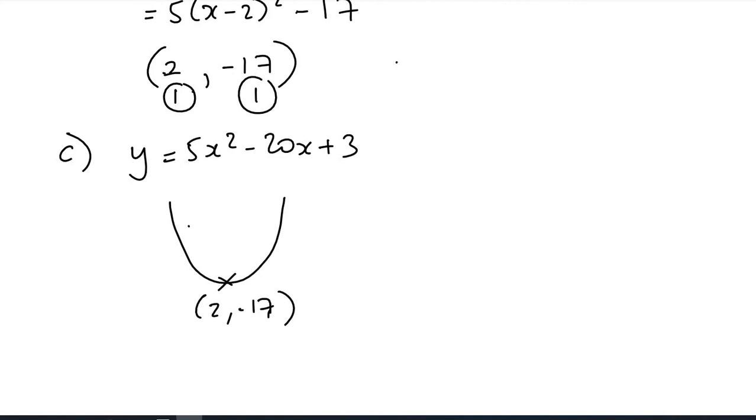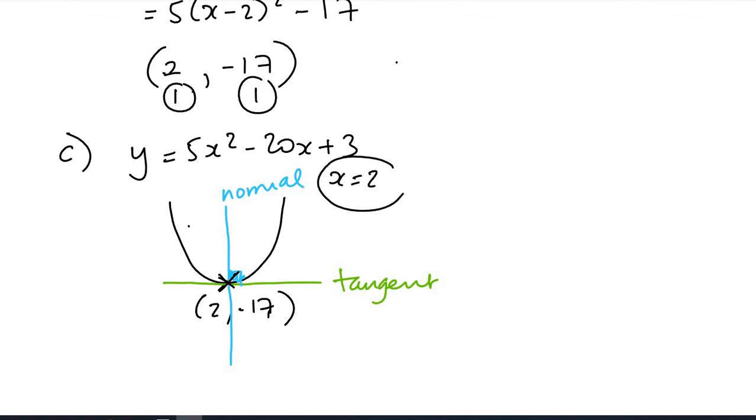And it wants the equation of the normal. So just using a few extra colours so you can see, this is the tangent to the curve at its minimum point. The normal to the curve has to be perpendicular to that. So there's my normal. This vertical line here is passing through the minimum point, and on that line, all of the x coordinates are going to equal 2. So the equation of the normal is x equals 2, and that's your answer.